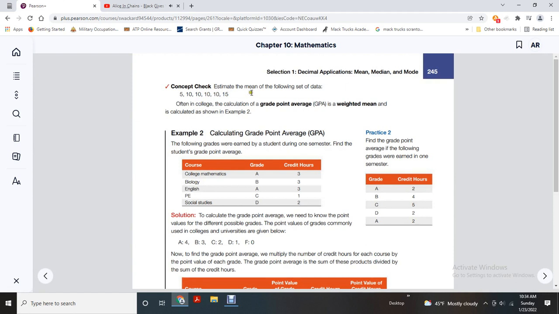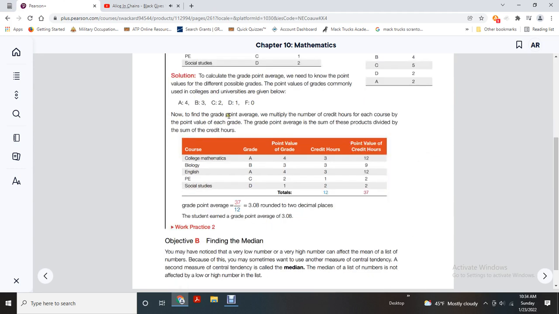All right, concept check. Find the mean. Estimate the mean of the following set of data: 5, 10, 10, 10, 5. Often college grade point average is a weighted mean, as in calculating Example 2.